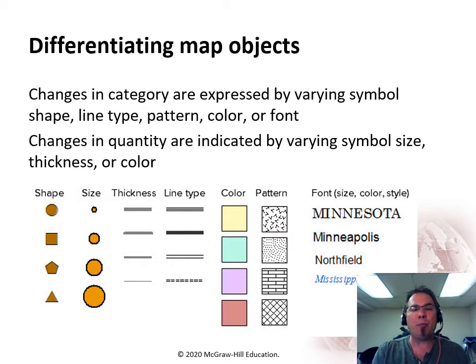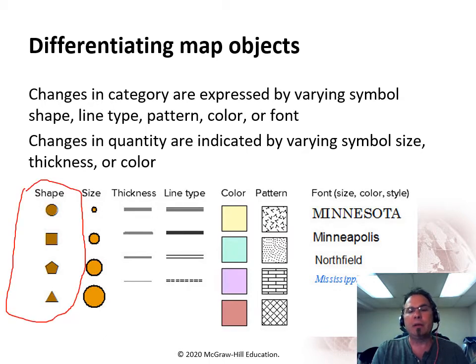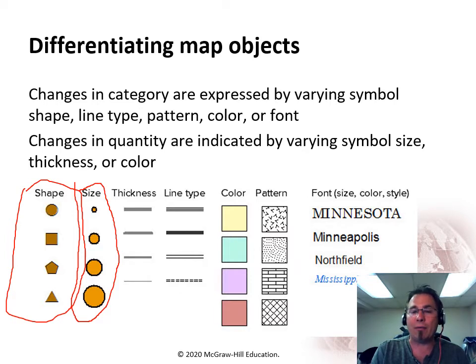So for example, with points, you can see that we can vary by shape here. So we could use different shapes for different entities, whatever those may be. We can show a different size, let's say with population. That kind of makes sense. The smaller the dot, the smaller the population, the larger the dot, the larger the population. We could do the same thing with thickness of lines. So the thinner the line, the less traveled that particular road, or maybe the thicker the line, the more traveled.